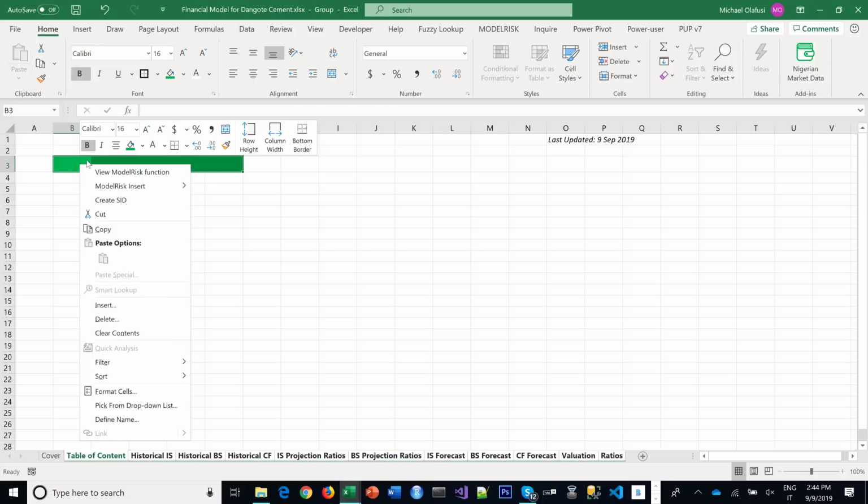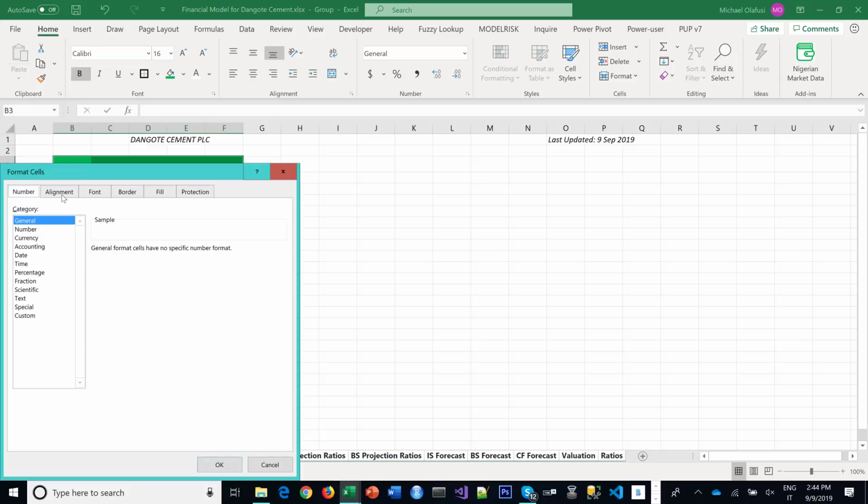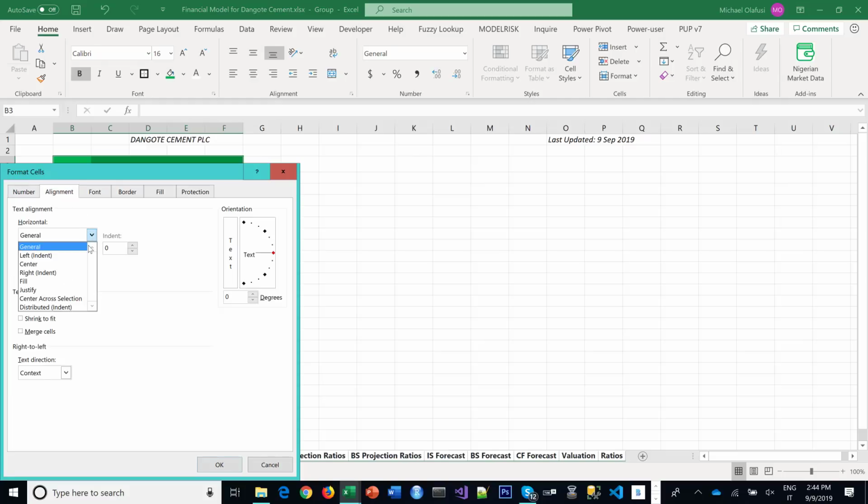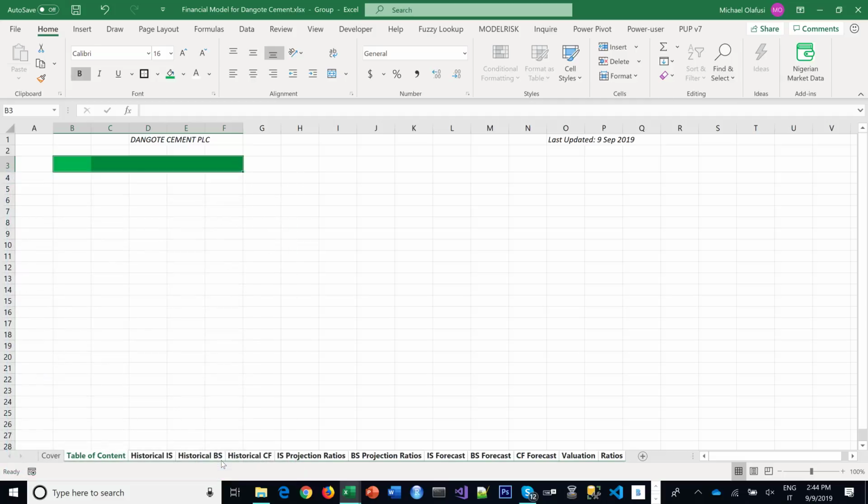So I'm going to right click and then go to format cells. I go to alignment, I pick center across selection. I do OK. Any other thing I like to do on this? So that is all.